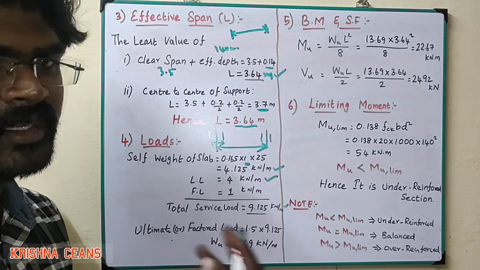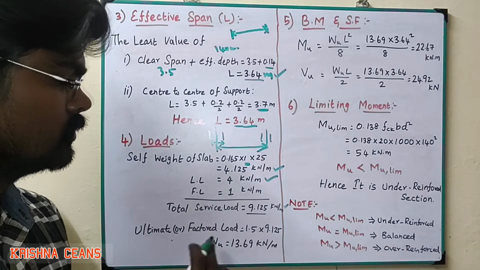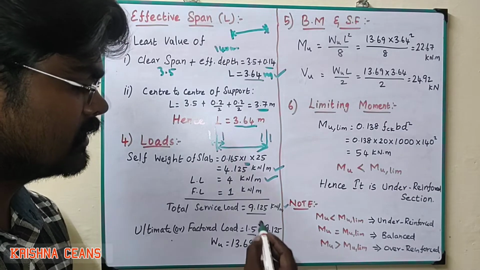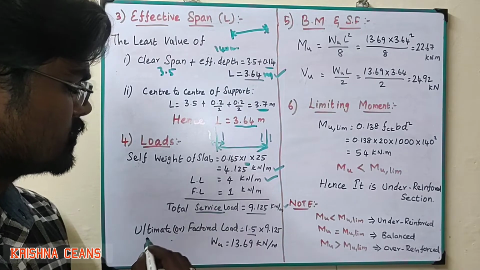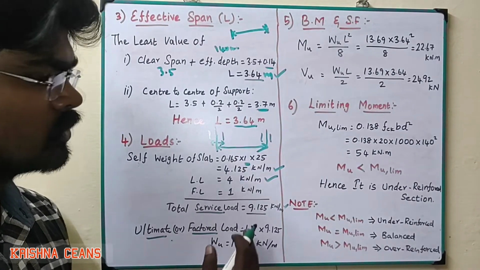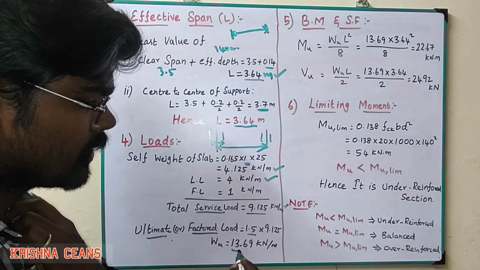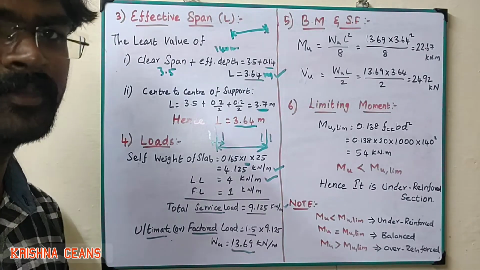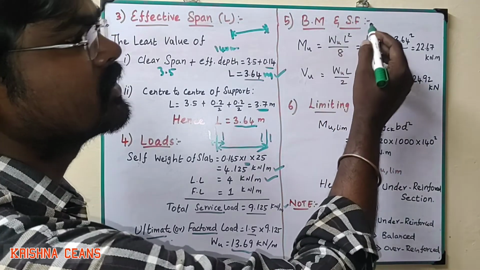So always we design for the limit state method. We convert in terms of factored load. So 1 times our load, this we call as the service load. This we call as the ultimate load or factored load. So 1.5 times of service load is equal to 13.69 kilonewton per meter.